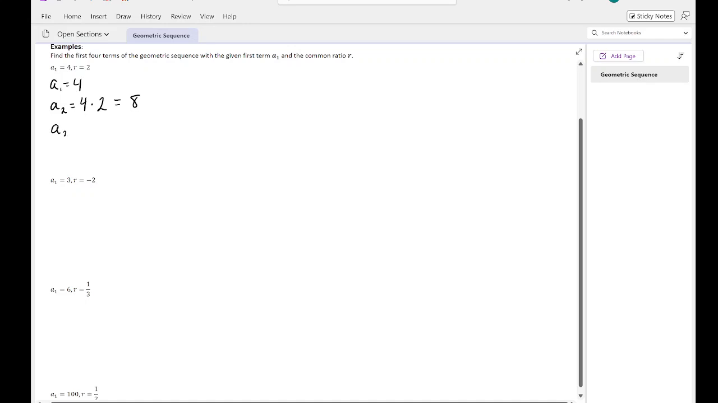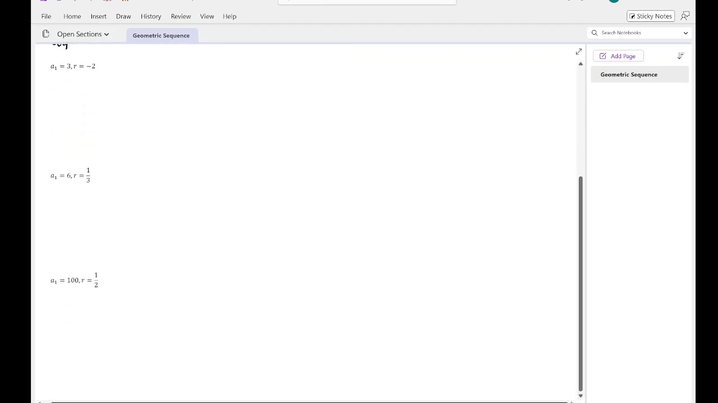Now third term, a sub 3, is going to be the previous term, which was 8, multiplied by the common ratio, which is 2, which will give us 16. And finally, a sub 4, which is going to be the previous term, 16, multiplied by the common ratio, which is 2, and that is going to give us 32. So the first four terms are going to be 4, 8, 16, 32, and you can extrapolate from there that each next term is just going to be multiplied by 2.